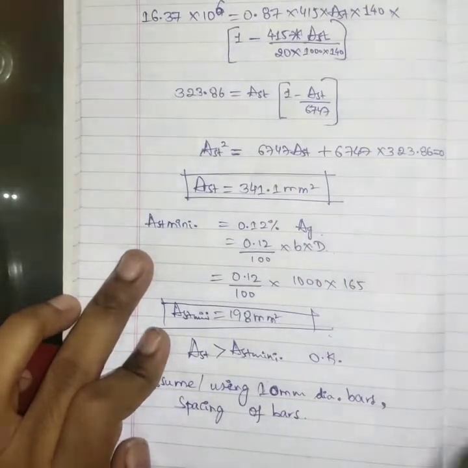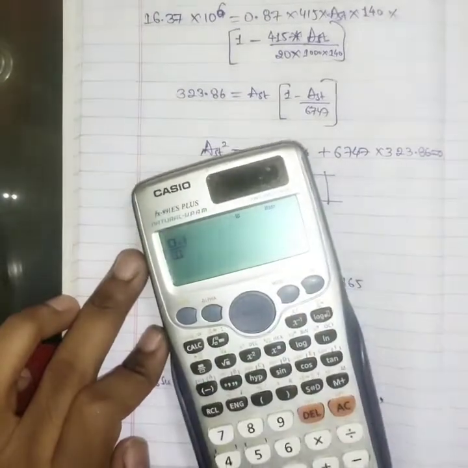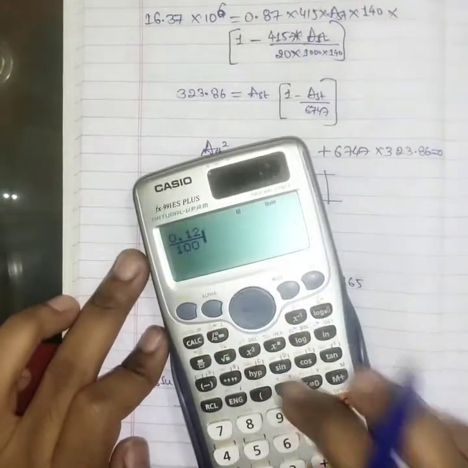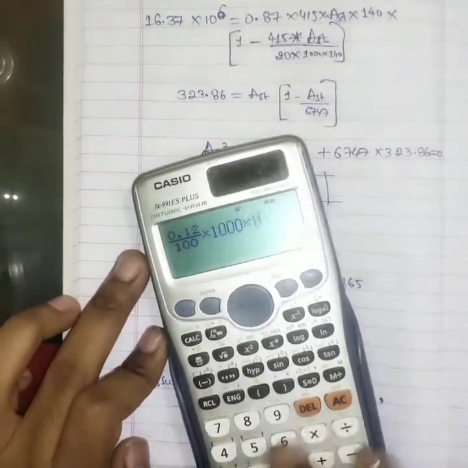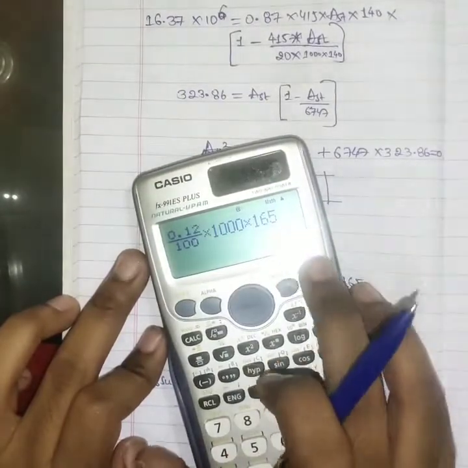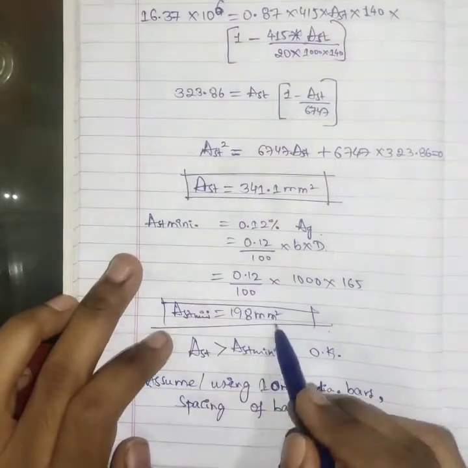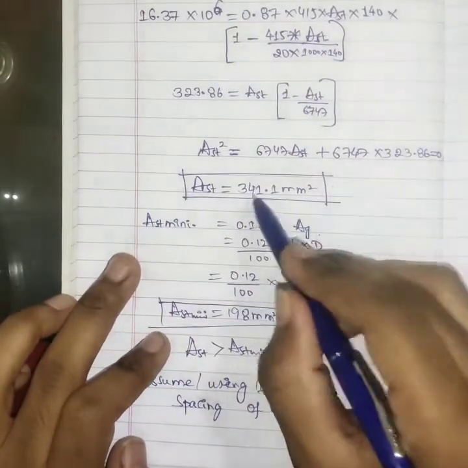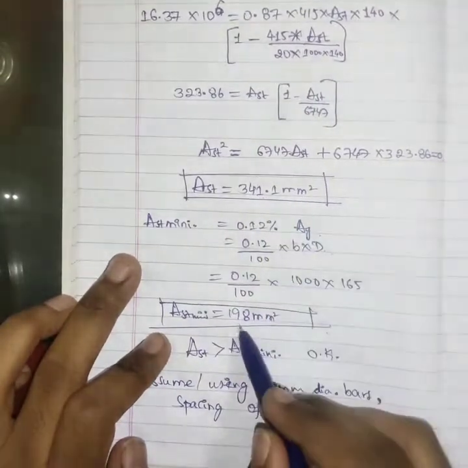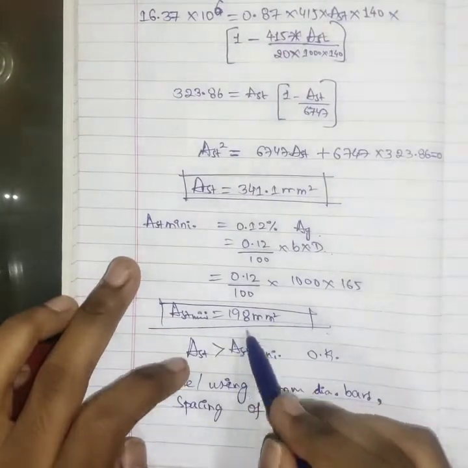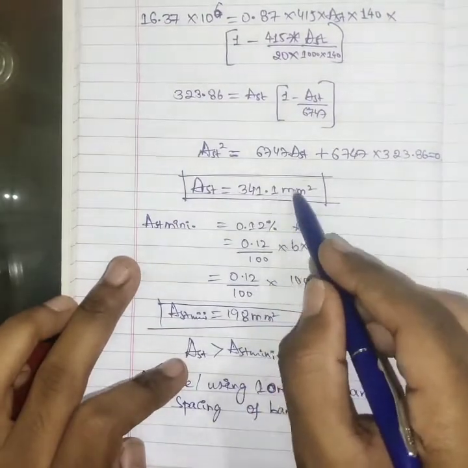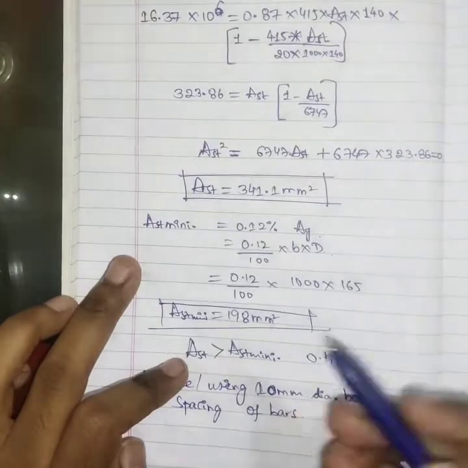When we multiply, B is 1000, D is 165, we get 198 minimum. AST we have got for this slab is 341 and minimum required is 198. Therefore AST we got is more than the AST minimum, so it is right.